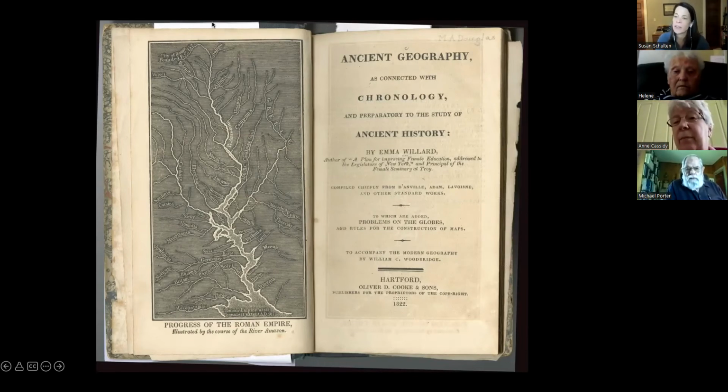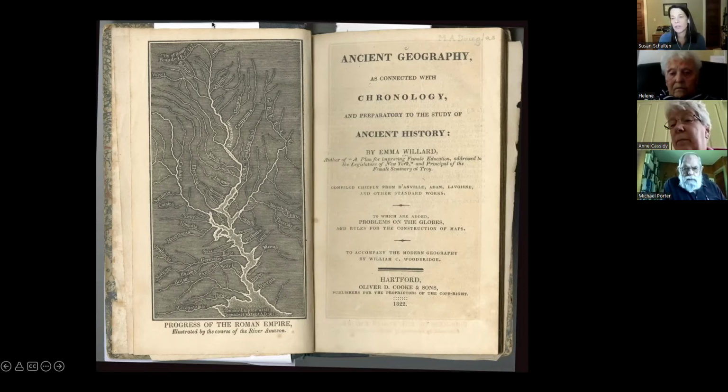It's a collaboration with her co-author, William Woodbridge, himself someone who had taught and worked at Gallaudet, the Institute for the Deaf, which forced him too to think about alternative ways of teaching to a deaf population. And so in their first collaboration, which is an ancient and modern geography together in one volume, the first thing that Emma Willard wants her students to see is not text, but image.